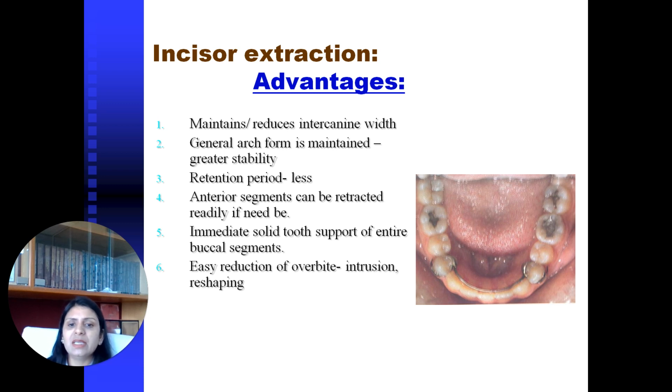And this helps in easy reduction of overbite, and also helps in intrusion and reshaping. As discussed in the earlier modules, intrusion requires space, and we are gaining the space in the anterior region. So this easily helps in the reduction of deep bite. Mechanotherapy is simplified, and space closure is quick because the space is consolidated in the anterior region.